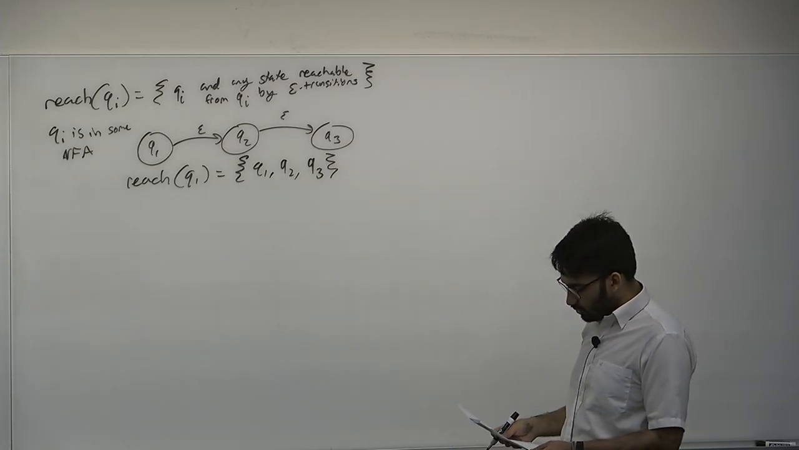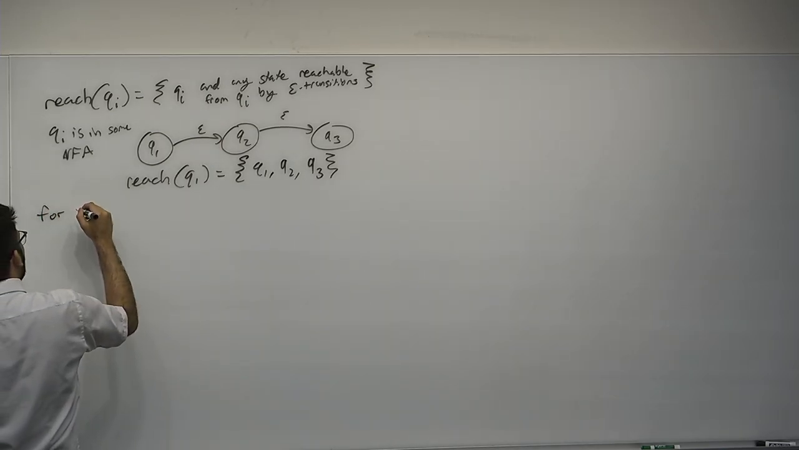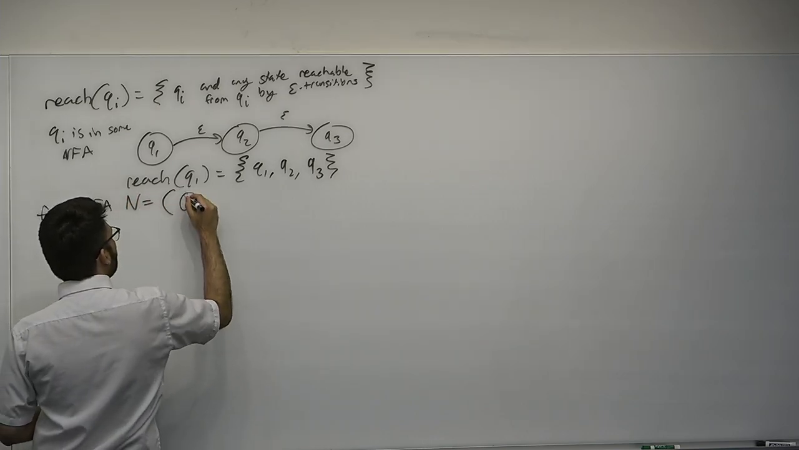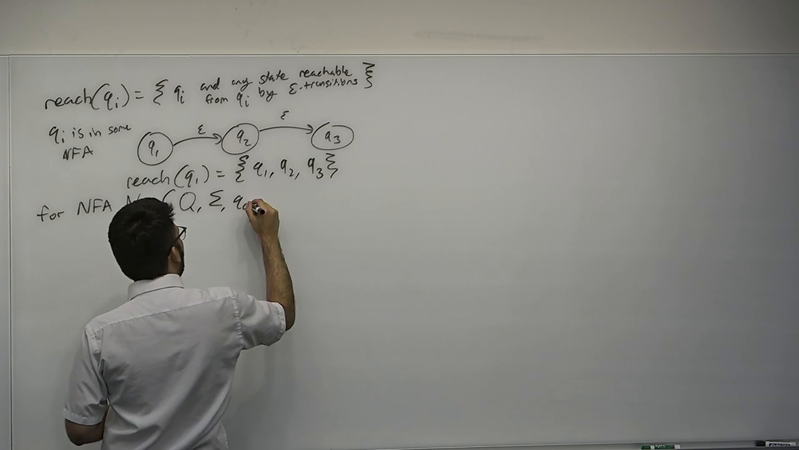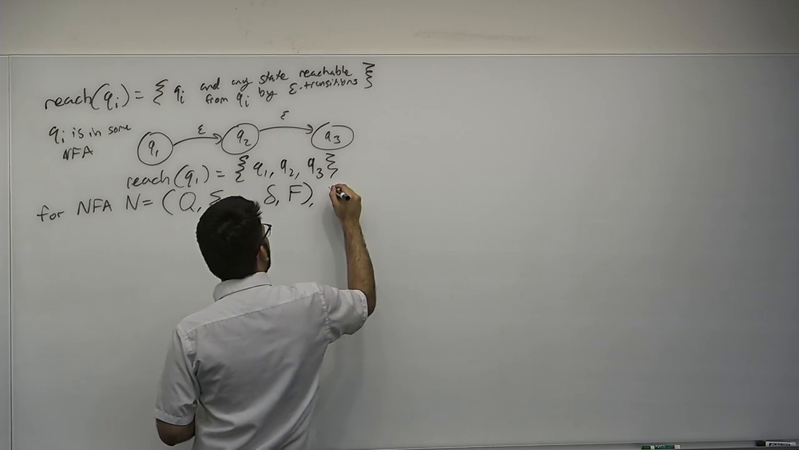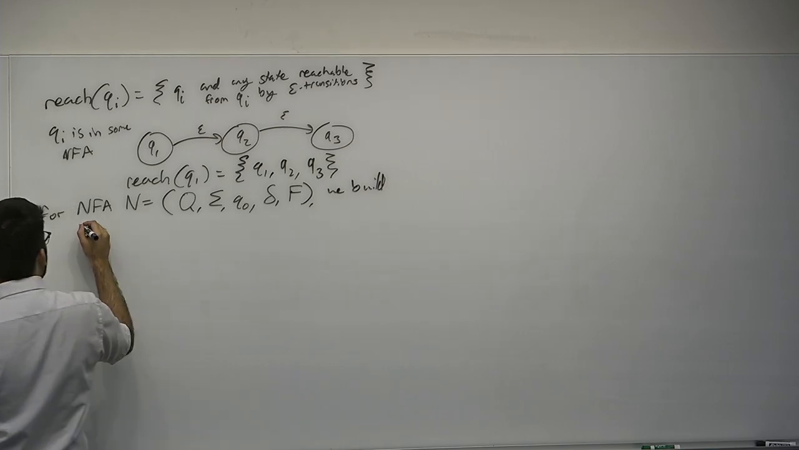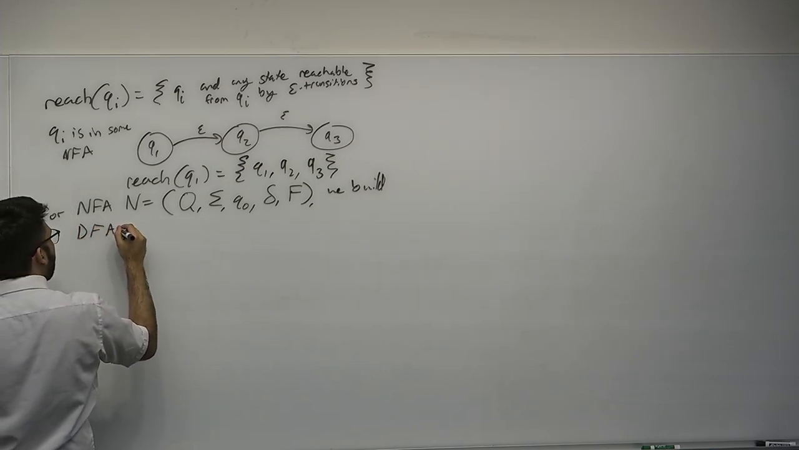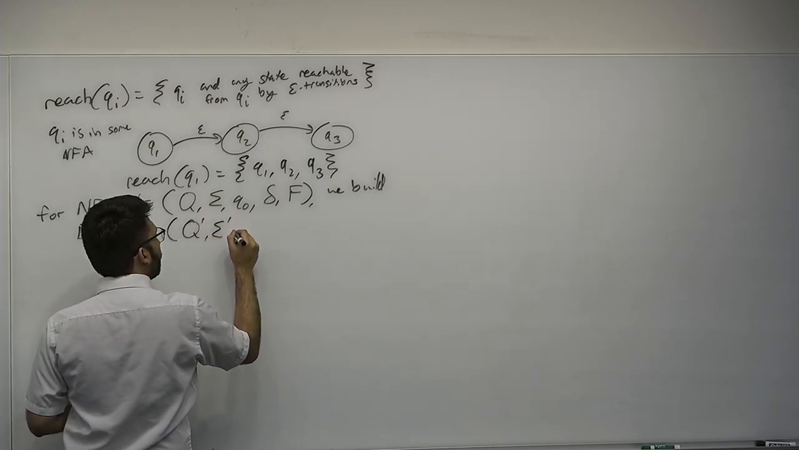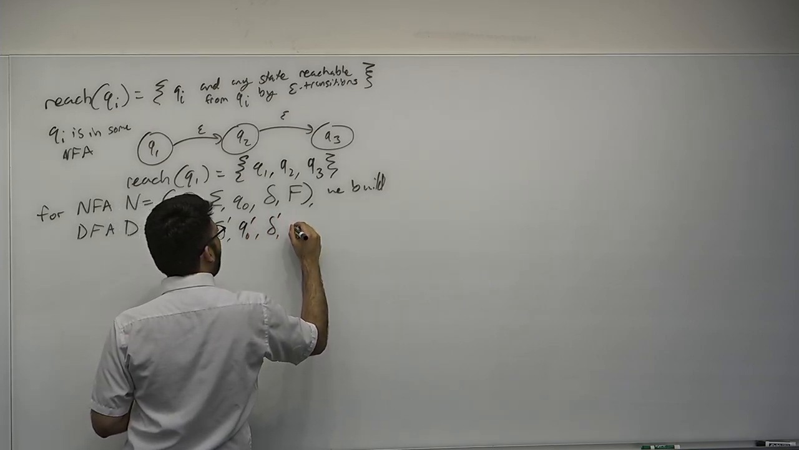Right, so let me give you the process. For NFA N, and we'll name the parts of it, Q, sigma, Q0, delta, and F, we build a DFA. We're going to call this Q prime, sigma prime, Q zero prime, delta prime, and F prime.